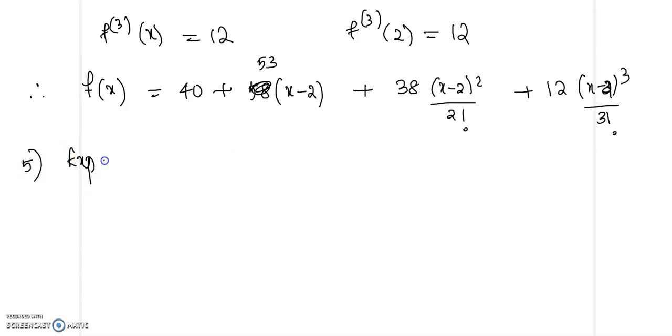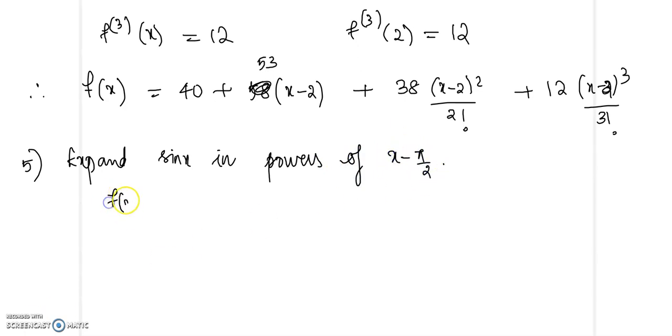So next is expand sin x in powers of x minus pi by 2. So we have f of x equal to sin x. So f of pi by 2 will be equal to 1.